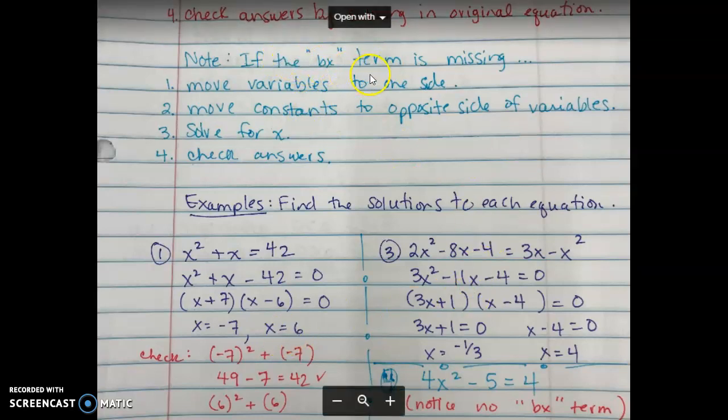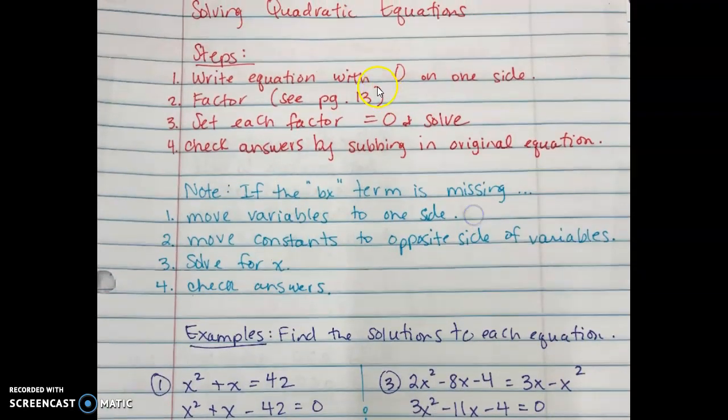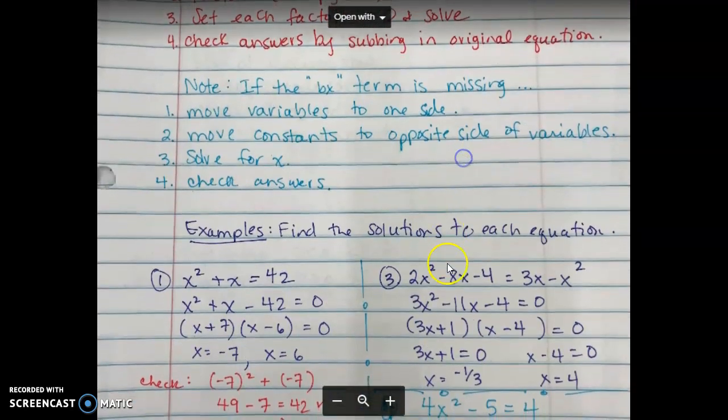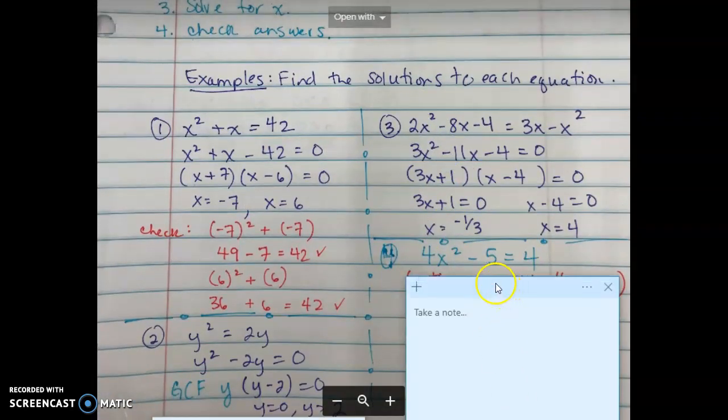It says if the bx term is missing, we're going to do a few different steps. It's a lot easier to solve a problem like this. It says move the variables to one side, but then you move the constants to the opposite side. So we're not making it equal to 0 on one side as opposed to the original directions that I gave. And then we'll solve for x and we'll check our answers. So this is a lot easier in this case because I don't have that middle term of x.